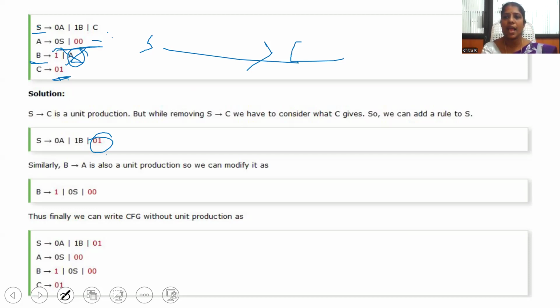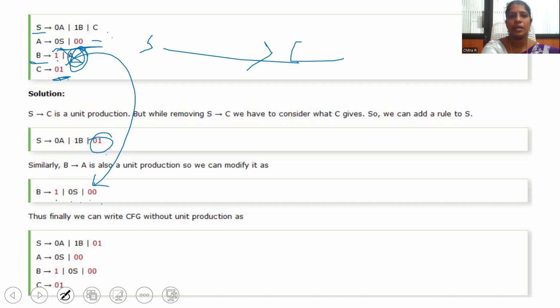0S slash 00. So I will include here the existing one as it is. Instead of A, it can be replaced as 0S slash 00. This is what is called the removal of unit production. After the removal of unit production, you can see here S tends to 0S slash 1, A tends to 0S slash 00, B tends to 1 slash 0S slash 00, and C tends to 01. There is no unit production.